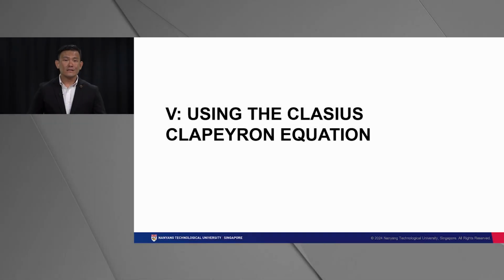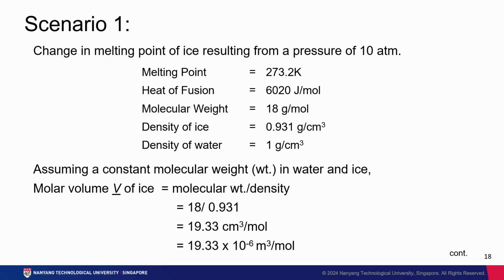So here, let's look at a simple scenario where we use the Clapeyron equation to describe ice and water. So let's consider the following example or scenario. Here, we want to find out the change in the melting point of ice if we increase pressure from 1 atmosphere to 10 atmospheres. And we know the following information.